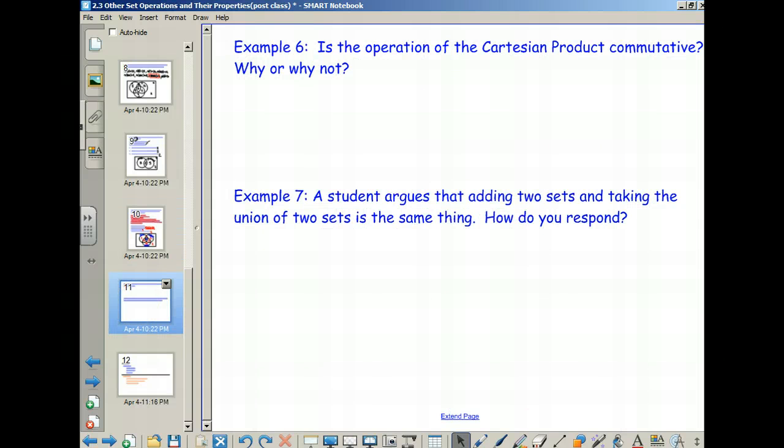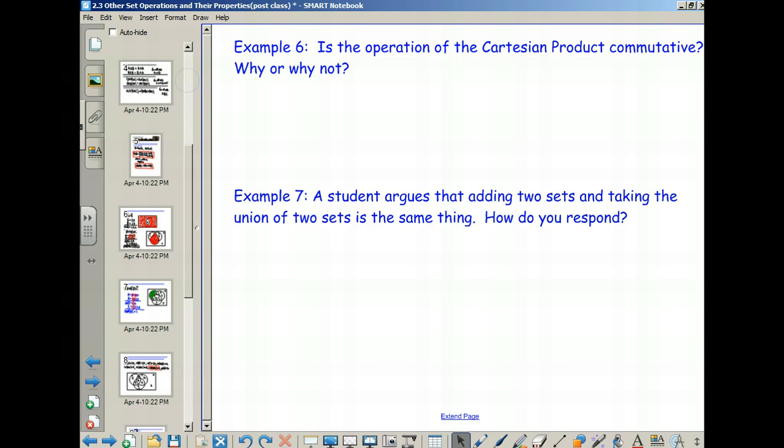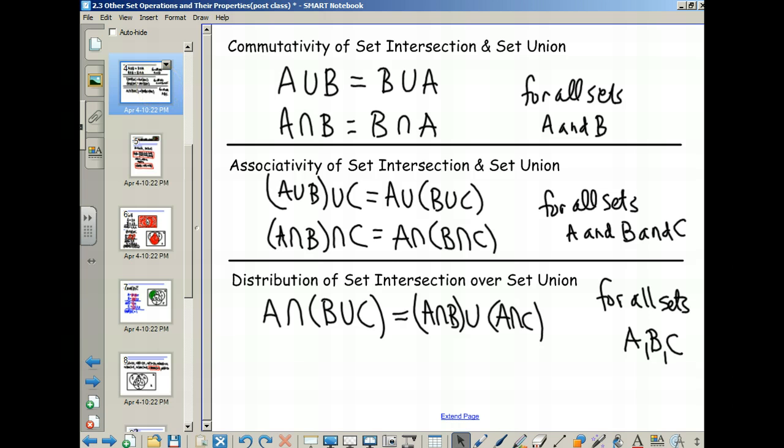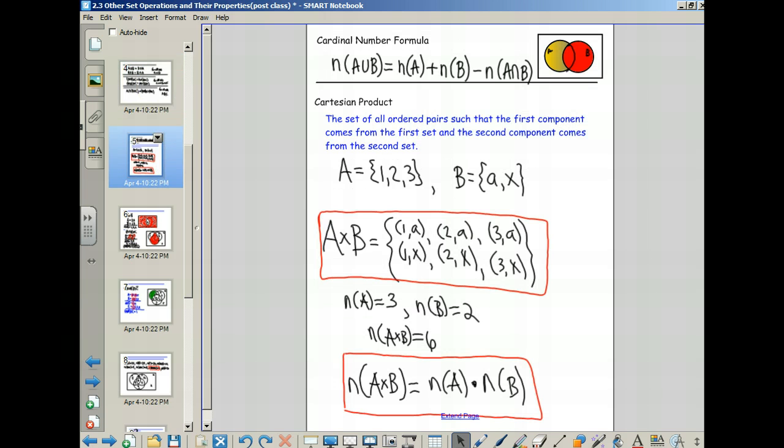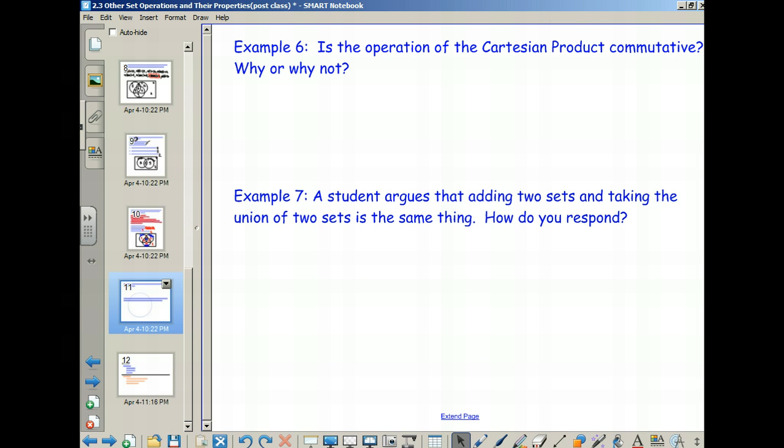Two more examples, one slide left. Example 6. Okay, Cartesian product. We talked about that last time. Do you know what Cartesian product is? No. Can you go back to the slide for it? Yes. There it is. The Cartesian product is the set of ordered pairs. So the first component comes from the first set, and the second component comes from the second set. And the most common example you've seen of this is the XY coordinate plane, numbers and the points in the plane. Okay. All right. So we're talking about the Cartesian product over here.